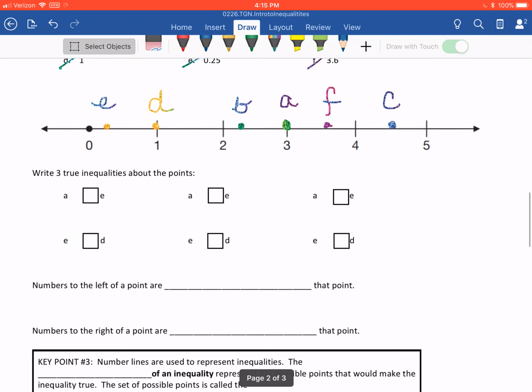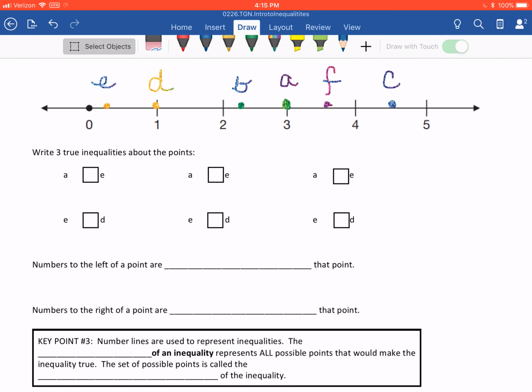So the first points that it's asking us to take a look at are points A and E. Locate those on your number line, points A and E, and we want to write 3 different inequalities that are true about them. The first thing I know that's true, I see A is right here, I see E is over here, is that A is greater than E.